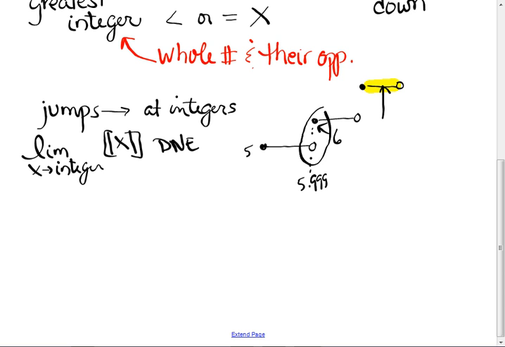Here's a jump, and why? Because the limit from the left is 5, and the limit from the right is 6. So the limit doesn't exist. Remember, the limits have to be the same coming in from opposite sides. Sometimes my brain works like this, and I miss things.